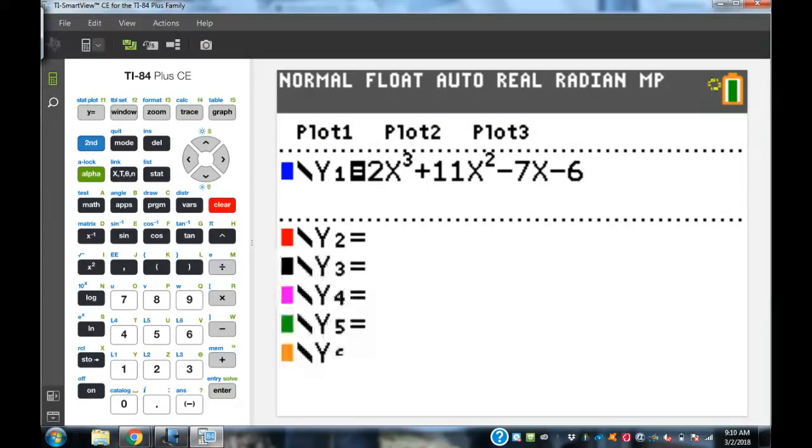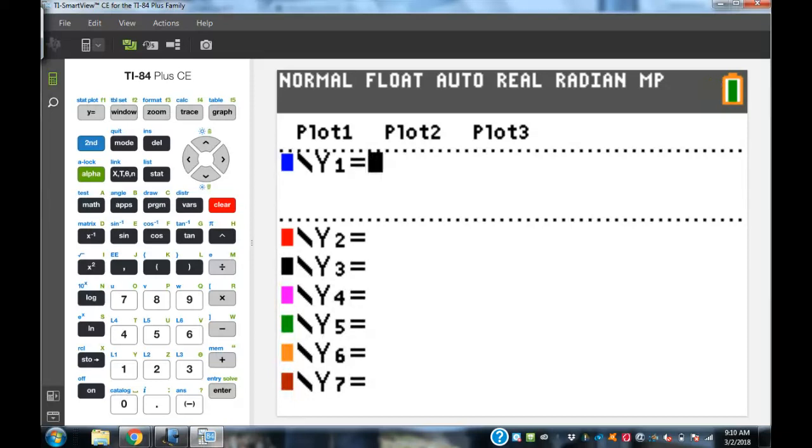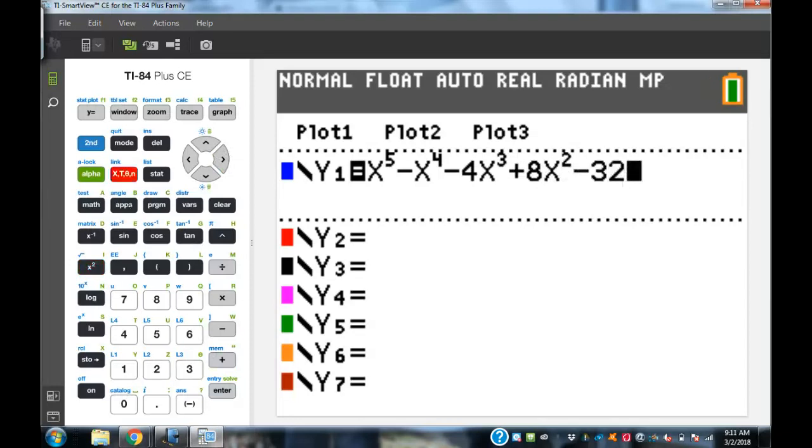Y equals x to the 5th minus x to the 4th minus 4x to the 3rd plus 8x squared minus 32x.